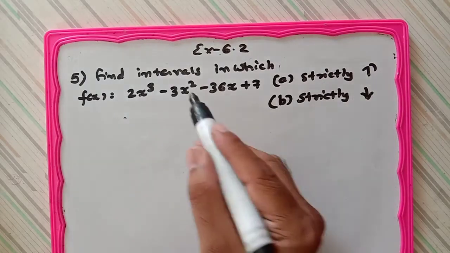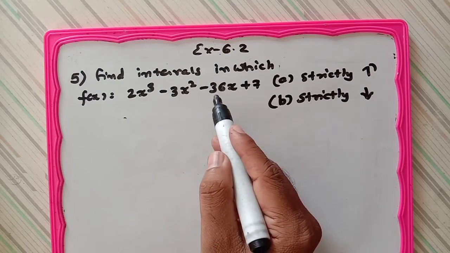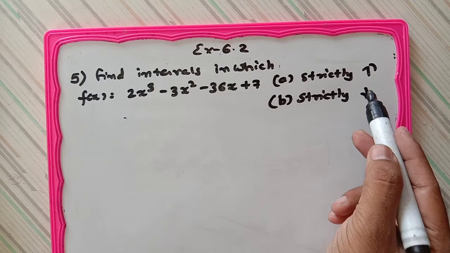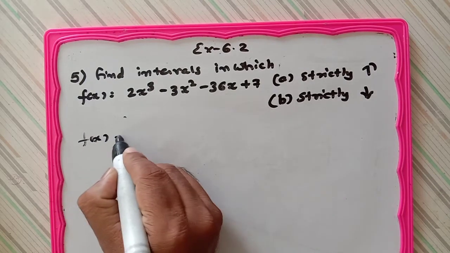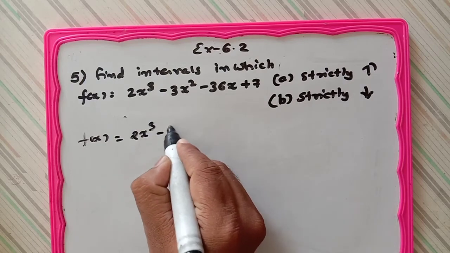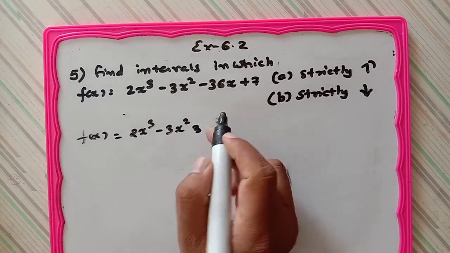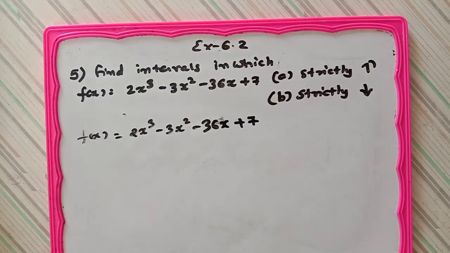Question 5: find the intervals in which f(x) = 2x³ − 3x² − 36x + 7 is strictly increasing and strictly decreasing. So f(x) is given to us as 2x³ − 3x² − 36x + 7.